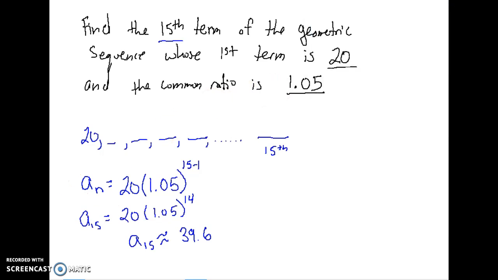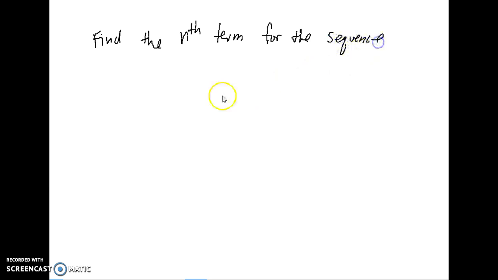Sometimes we don't want to necessarily find the 15th term. Sometimes we just want to find the nth term, right? So an example like that would be something like this. Maybe find the nth term for the sequence 5, 15, 45, dot, dot, dot. Notice that I actually didn't use the word geometric. So we do want to see if it is arithmetic, right? We learned that if we add the same number each time, 5 plus 10 will give me 15, but 15 plus 10 does not give me 45. So I can cross off arithmetic.